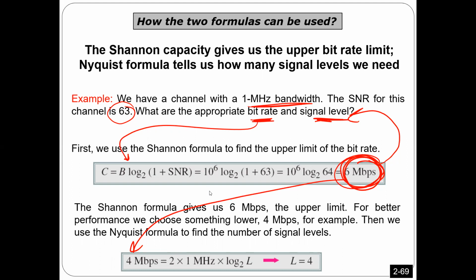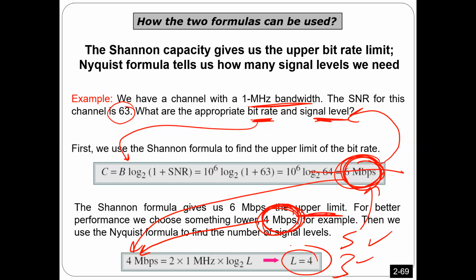So what I did here, I said, okay, the formula is giving me 6 megabits per second, and this is the upper limit. So I'm going to select something less than 6. I decided to select 4. I'm not going to work exactly at 6, I'm going to work at something lower because this is the limit. Someone else can select 5, I'm totally fine, as long as it is lower than 6. Someone can select 3. At least I know the limit. So I'm going to work on 4 megabits per second, and plug it in here in order to get L. Any questions?